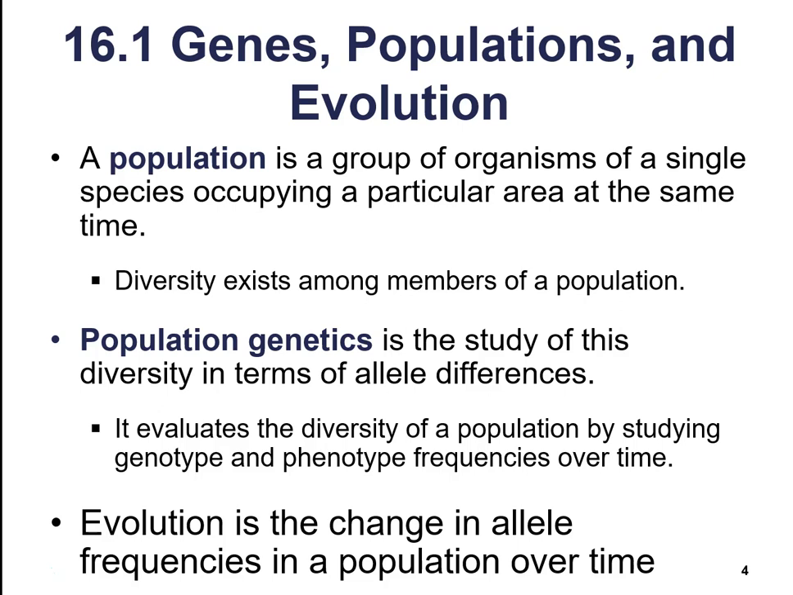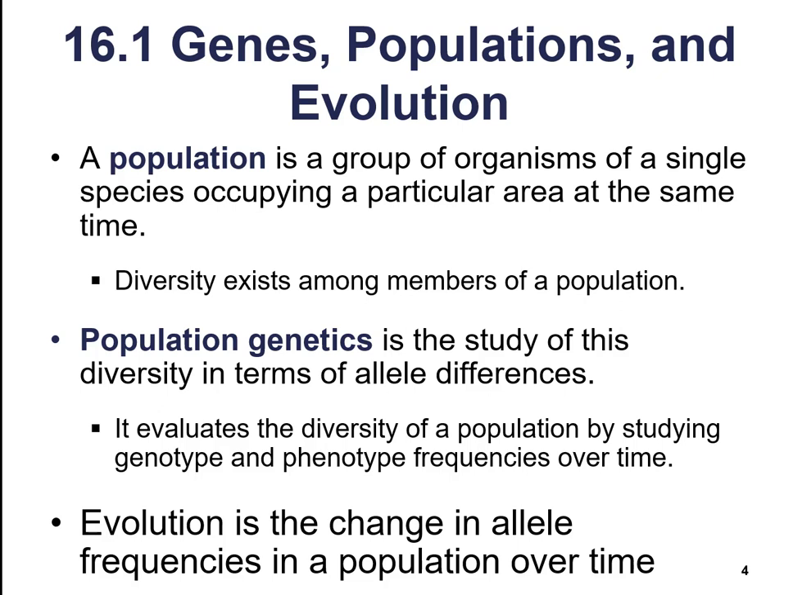Okay, so like I said, the chapter focuses on evolution on a smaller scale within a population. So first, you have to make sure you define a population: a group of organisms of a single species that occupy a particular area at the same time. And obviously there's diversity that exists among members of a population. Otherwise, it's not going to be a very successful population.